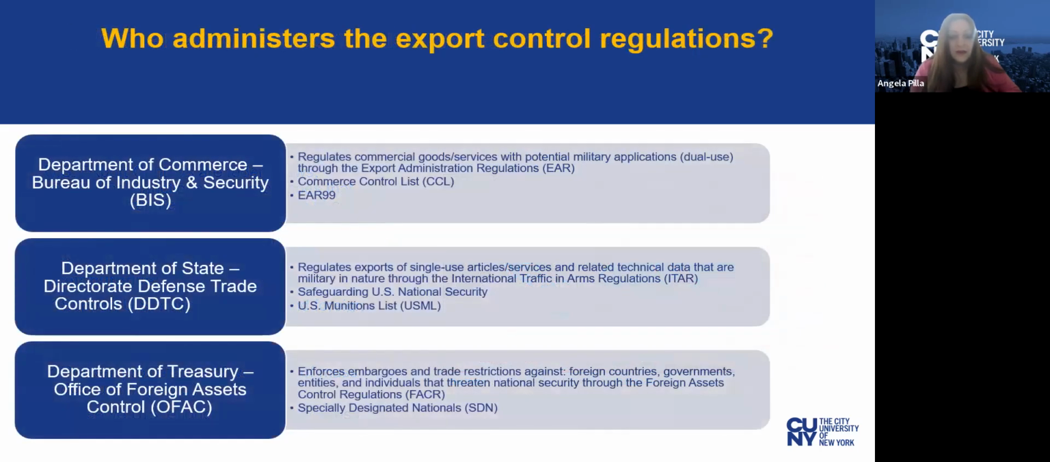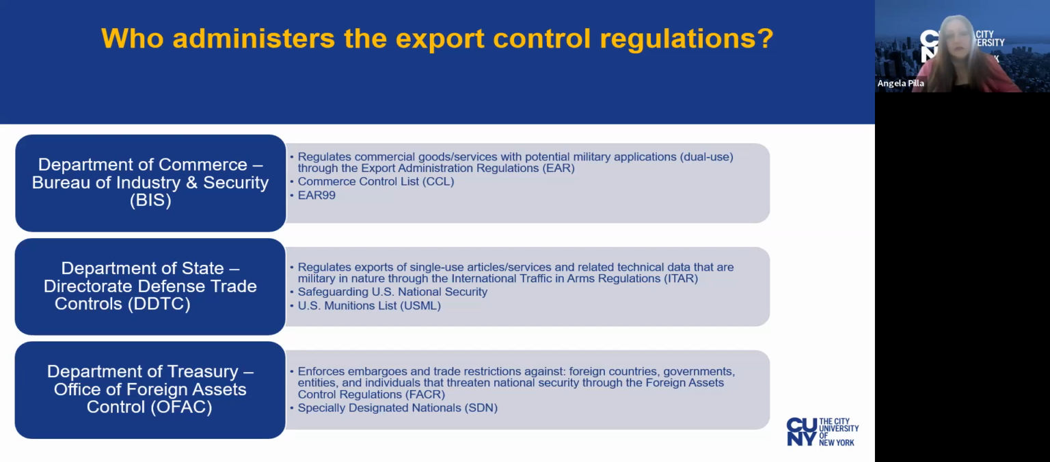There are three main government agencies that are involved in administering export control regulations. Other government agencies intersect with these, but for export control purposes, these are the three main ones that you need to know: the Department of Commerce, Department of State, and Department of Treasury.